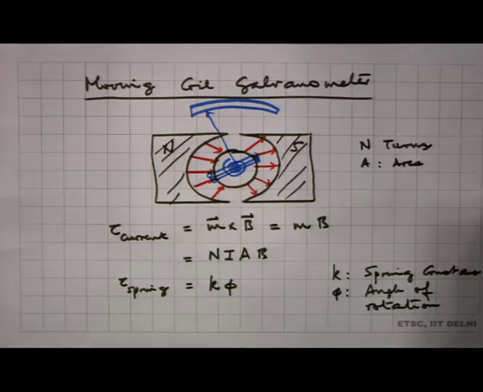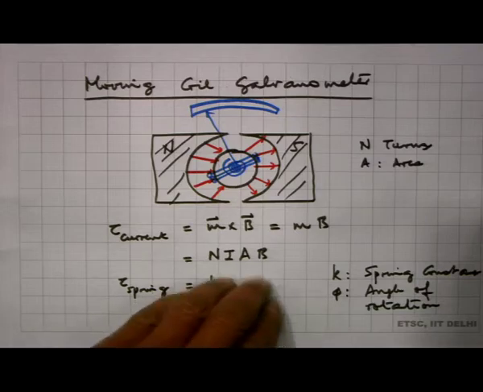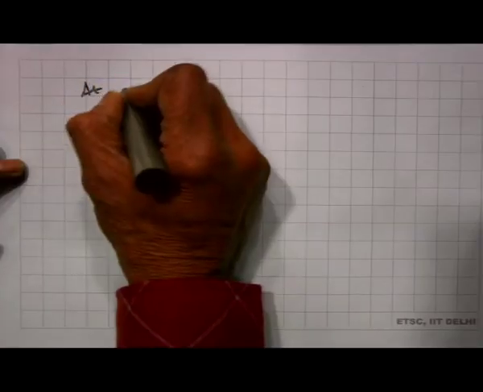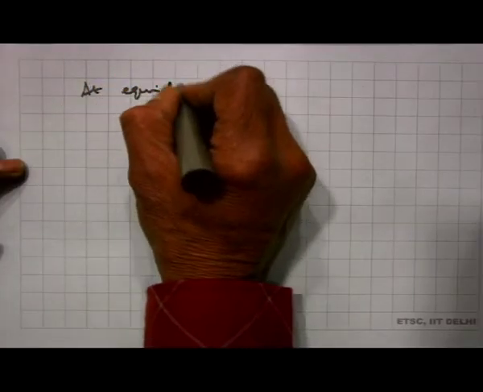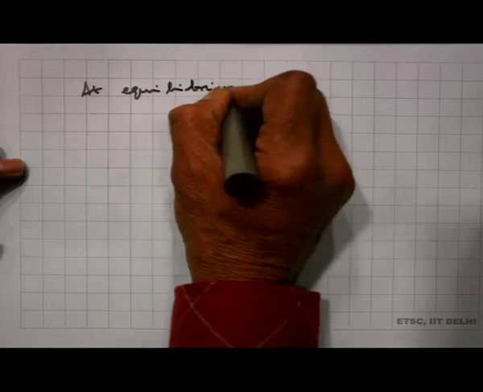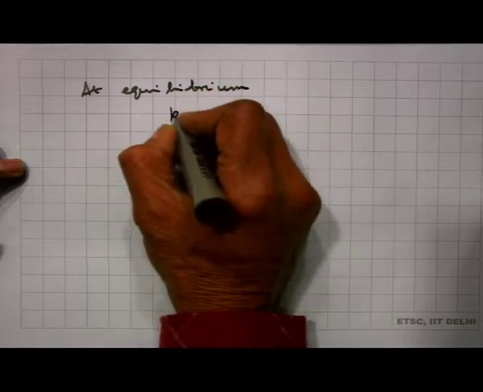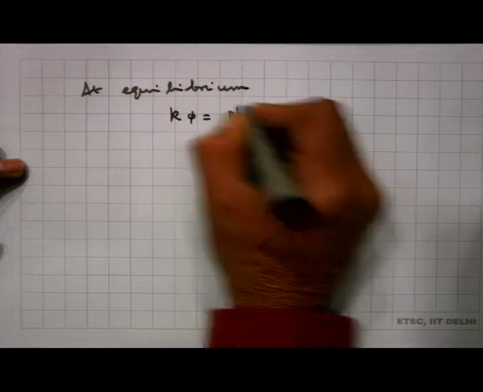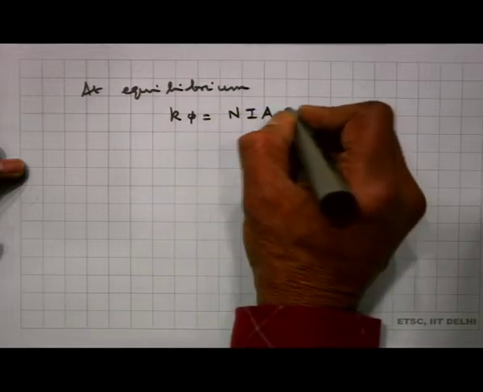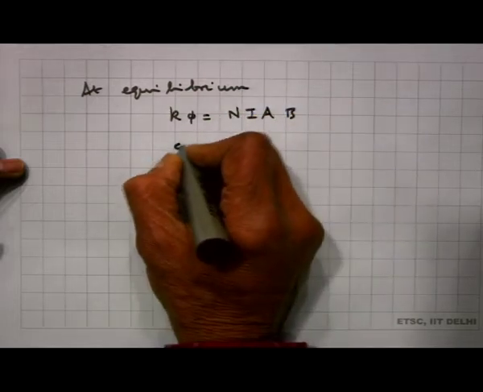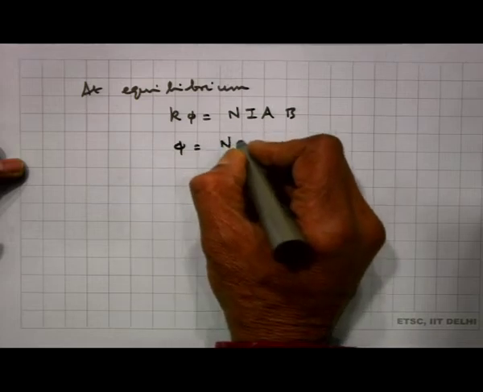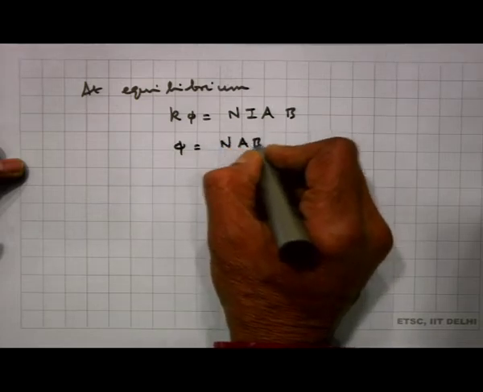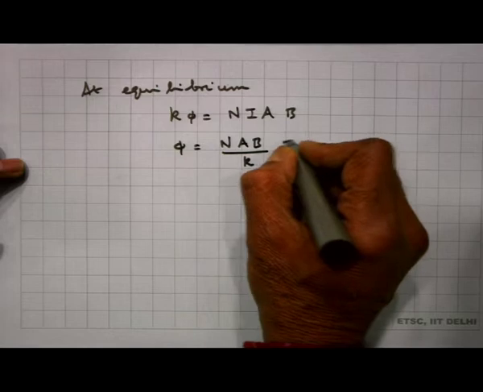So, when these two become equal and opposite, the deflection will stop. So, I get an equation at equilibrium: K times phi is equal to N I A into B, which gives me phi is equal to N times A B divided by K, into I.